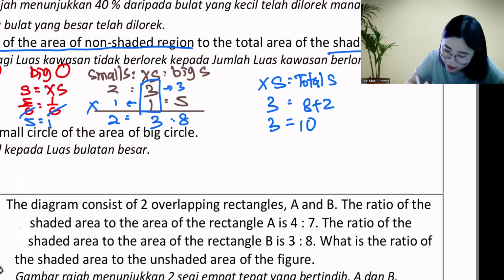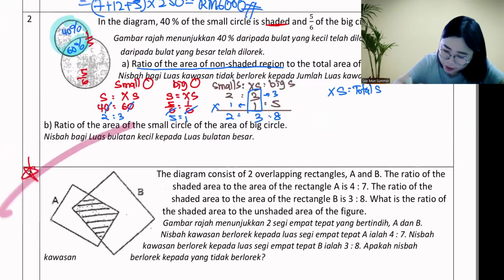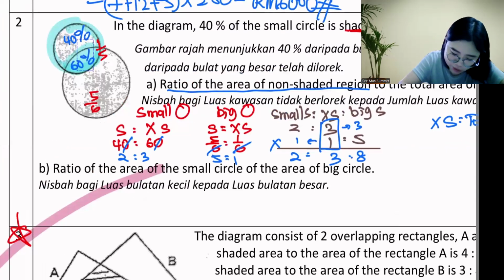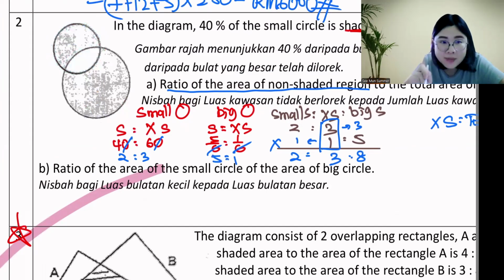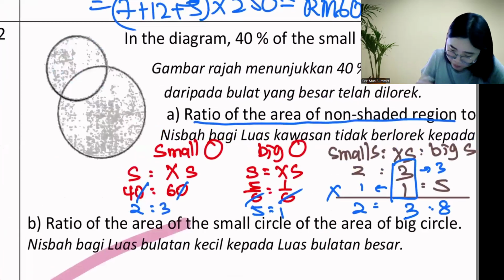Oh, sorry, not yet. I haven't found it already. Never mind. They say total area of the shaded part. Okay, so I should write it down like this. I forgot already for this part. I have to fill in the blanks because sometimes you have to write it down.